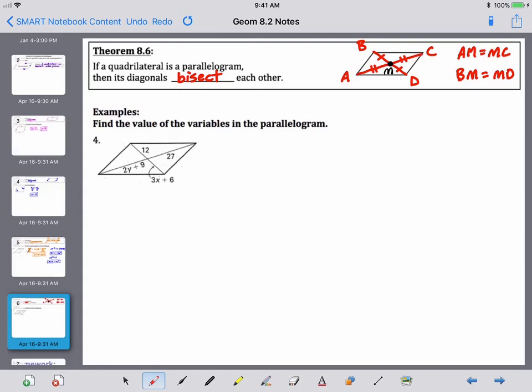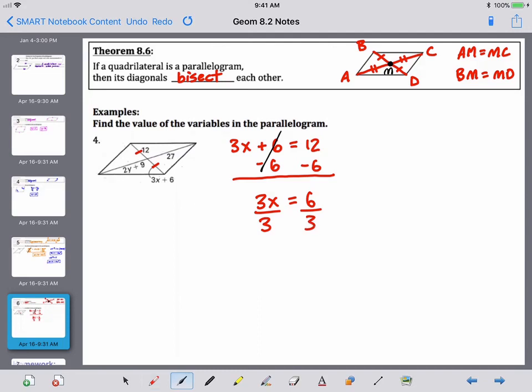All right, since this is a parallelogram, these diagonals bisect each other. If we look here, that means 12 has to be the same as 3x plus 6. So we can set 3x plus 6 equal to 12 and solve for x. First we subtract 6 from both sides. These cancel. We end up with 3x equals 6. Then we divide both sides by 3, and that is going to give us 2 for x.